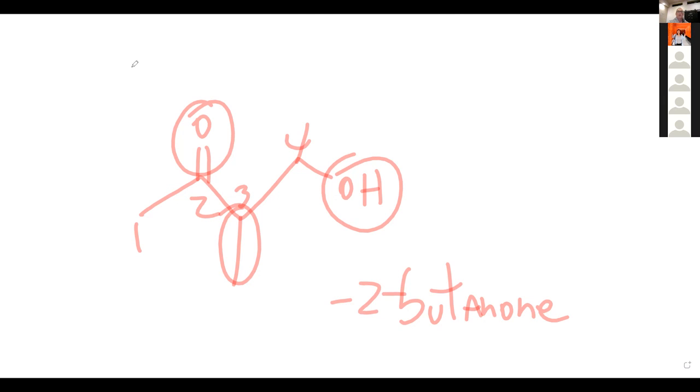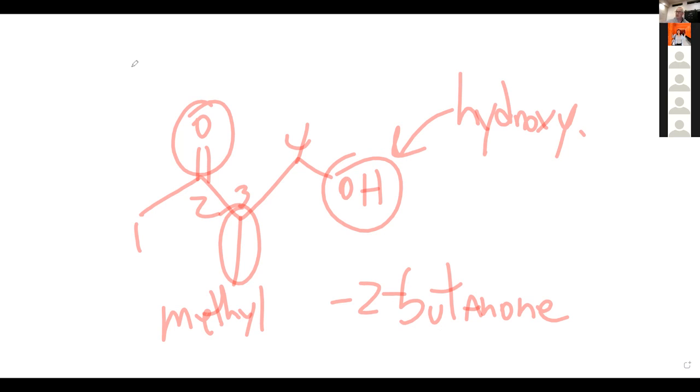And then we just say where the other constituents are in alphabetical order. So that's a methyl. And what do we call this one? OL. Hydroxy, right? Or hydroxyl, either one. So the name is 4-hydroxy-3-methyl-2-butanone.